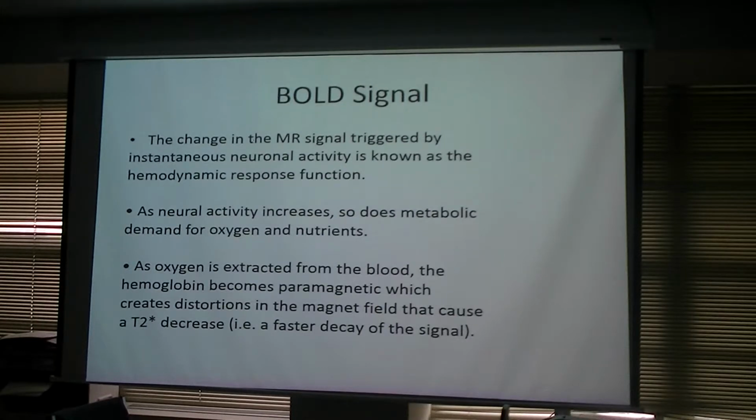The change in the MR signal triggered by neuronal activity is known as the hemodynamic response function, HRF for short. As neuronal activity increases, so do the metabolic demands for oxygen and nutrients. That means the neuron needs oxygenated blood, so the response goes to a peak.